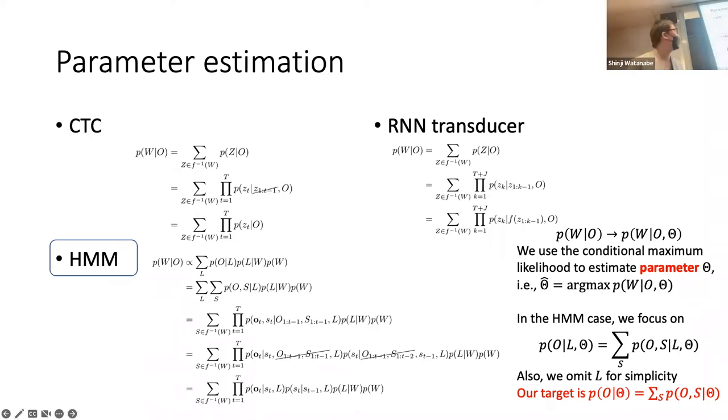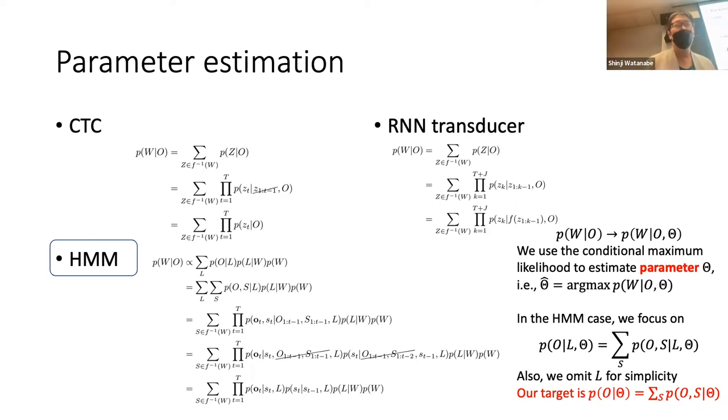So this means that we only focus on the acoustic model part, P(O given L), and extend this to explicitly include the parameter theta. So today's talk starts from this distribution. However, for simplicity, I omit the dependency on the phoneme sequence. So in many cases, following the lectures, I just write P(O given theta). But please understand that this is given the phoneme sequence and so on. Okay, so this is a clarification of our target.